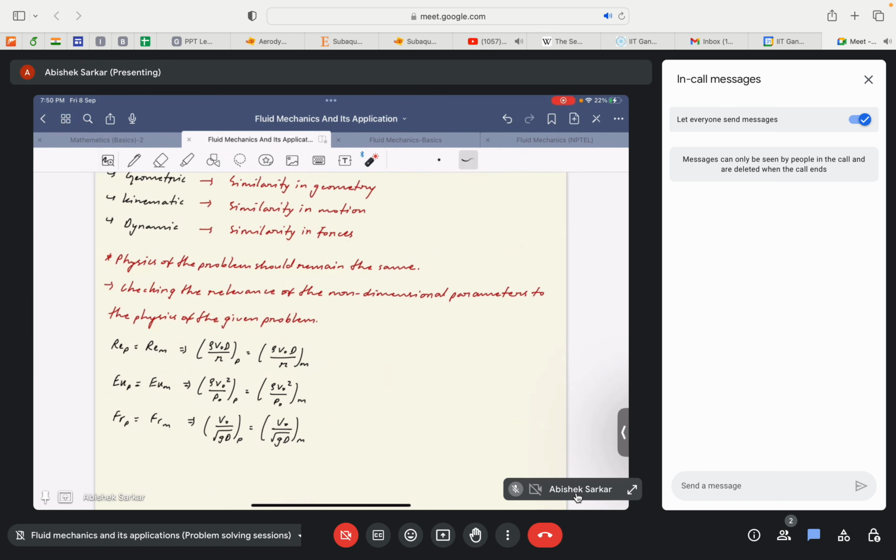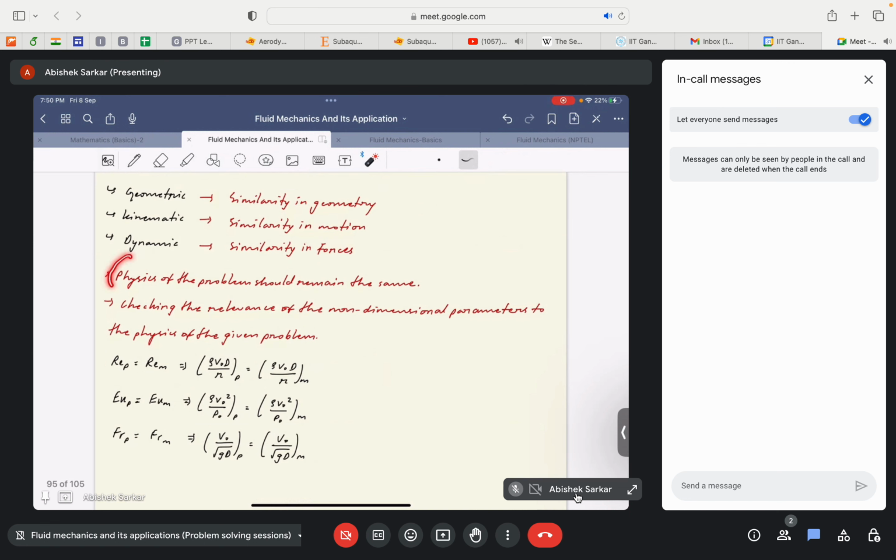That's basically what this line concludes, and summarizes what I wanted to say. The physics of the problem should remain the same. Once these three similarities are satisfied, it means that the physics of the problem has remained the same between the prototype and the model. Okay, so that's why it's very, very important. Then, checking the relevance of the non-dimensional parameter to the physics of the given problem.